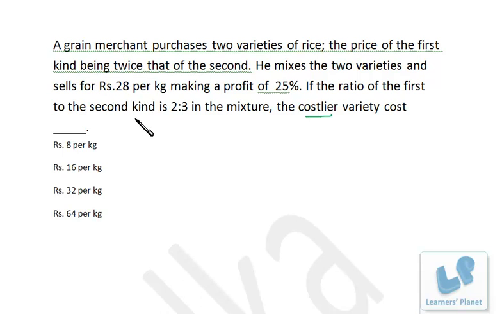See, we are to find out the price of the costlier variety, right? And we are given the selling price of the mixture, that's 28 per kilogram, right? And while he is selling the mixture at 28 per kilogram, he is making a profit of 25%, right? That means what is the cost price of the mixture? That's 28 is the selling price by CP, and this is actually 5 by 4. That means the cost price of the mixture is 4 by 5 of 28. That's 22.4 rupees per kilogram, right? So that is the cost price of the mixture.